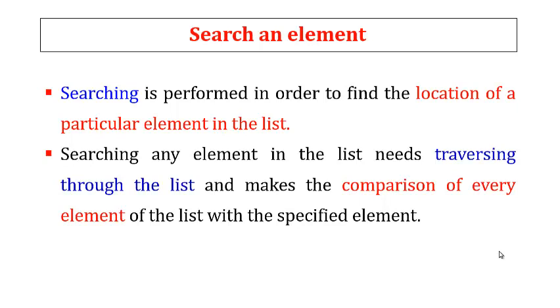Okay, if you search for an element other than those present in the given linked list, it means your element is not present in the given linked list. Okay, that is our main motto for searching an element in the doubly linked list. So searching is performed in order to find the location of a particular element in the list.